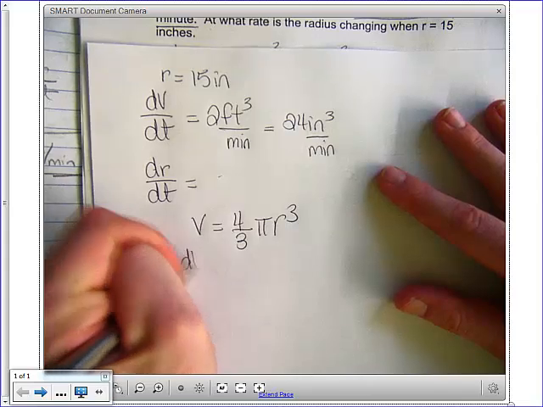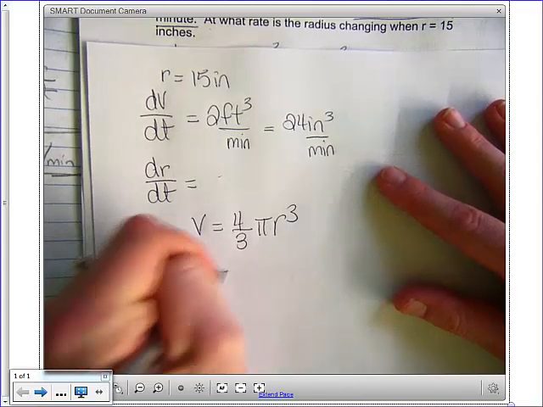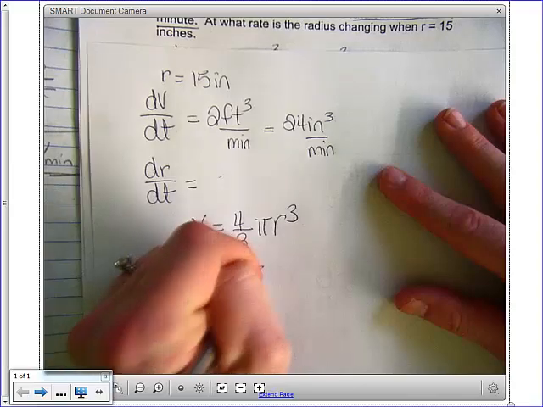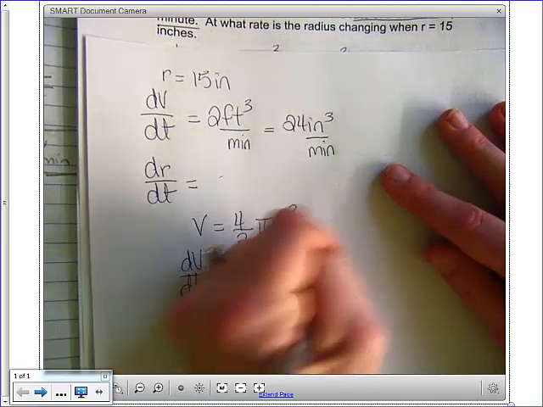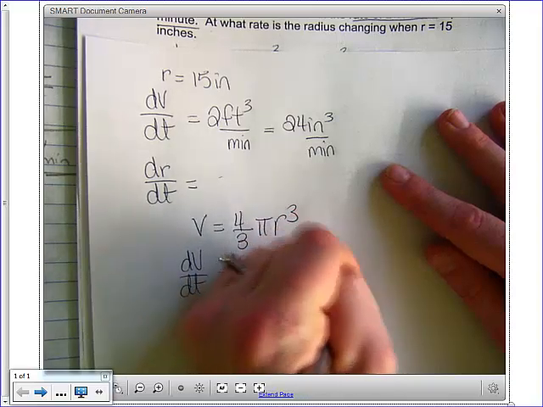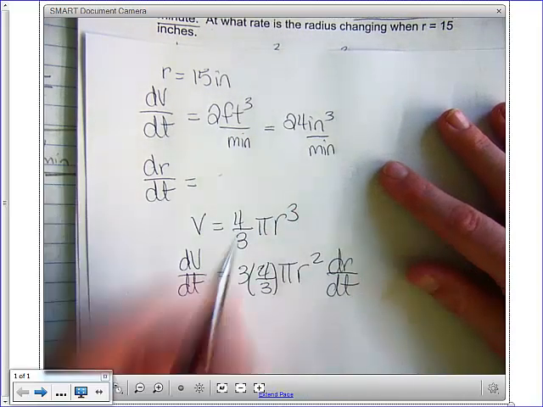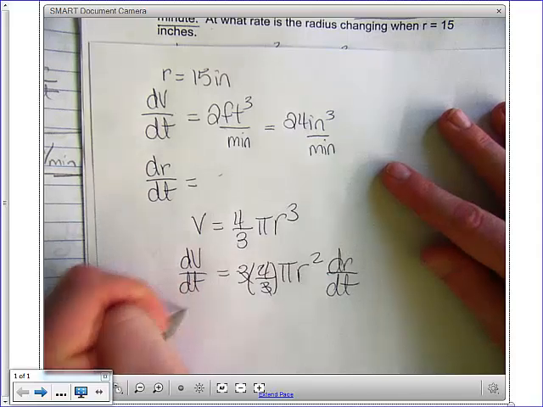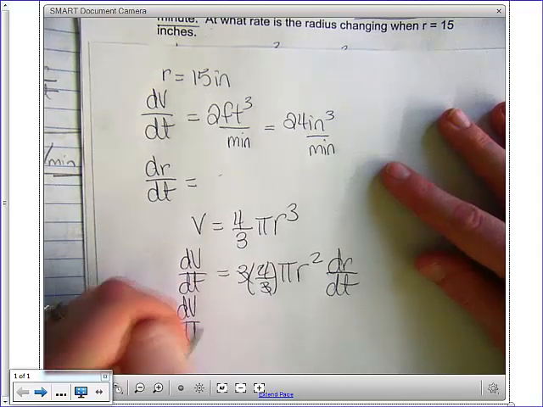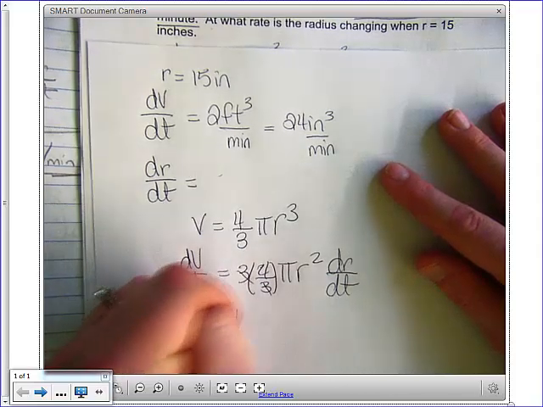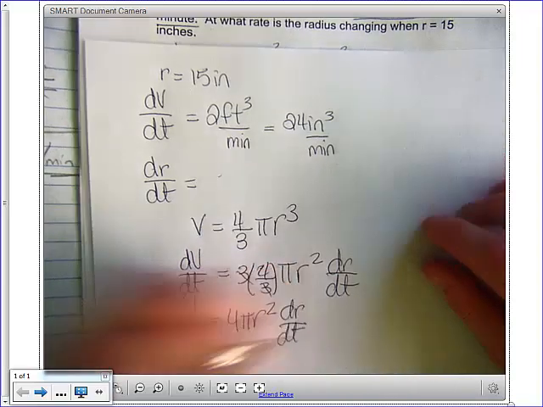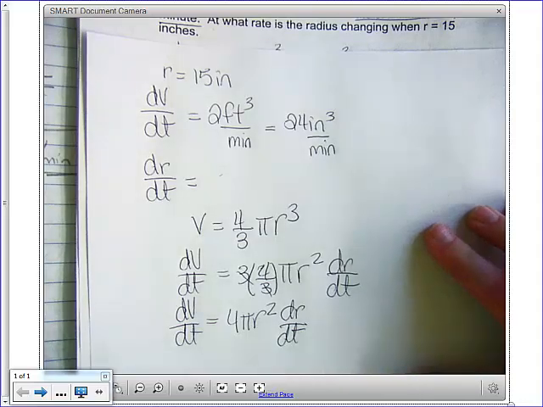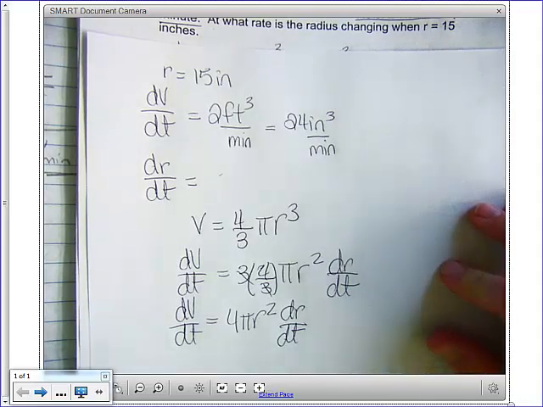So dV/dt equals 3 times 4/3 pi r squared dr/dt. Remember, we did that the other day. 3's cancel, so now we have a new formula. dV/dt equals 4 pi r squared dr/dt. Okay, well, the next thing we want to look at, now we can start plugging in.